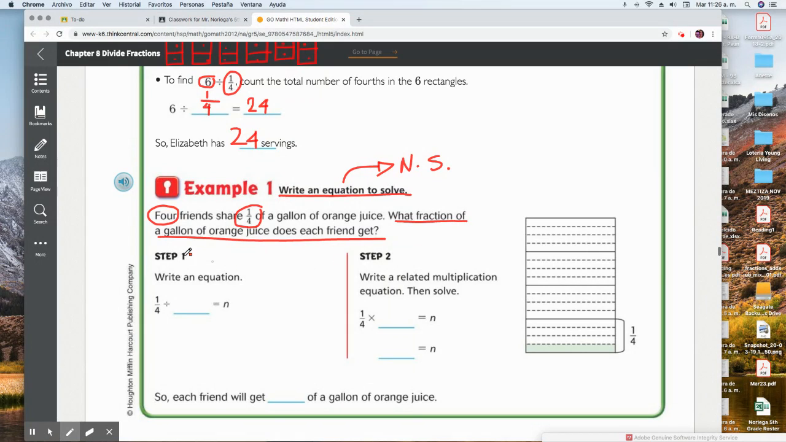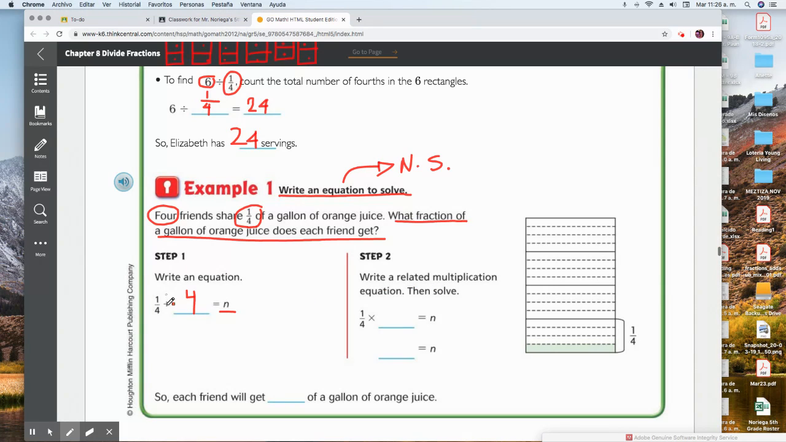Step 1, write an equation. 1/4 of a gallon of orange juice is shared by how many friends? 4. So 1/4 divided by 4 equals n. This letter is what makes this number sentence an equation. We do not know what the letter stands for. In order to find it, we need to divide 1/4 by 4. Step number 2, write a related multiplication equation, then solve.